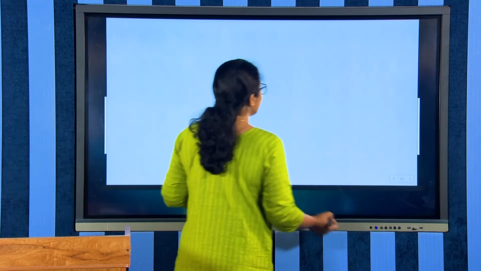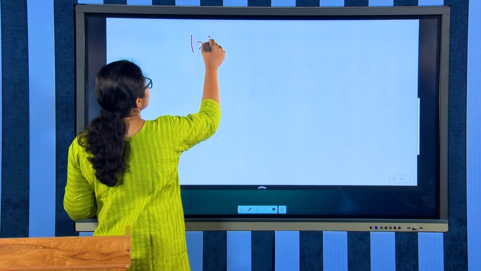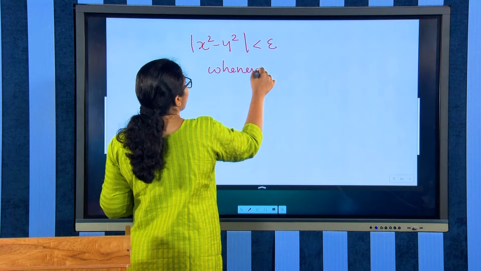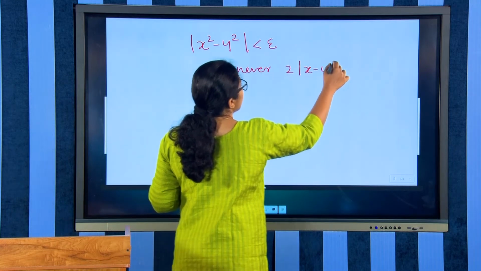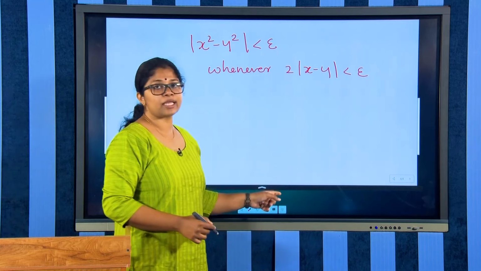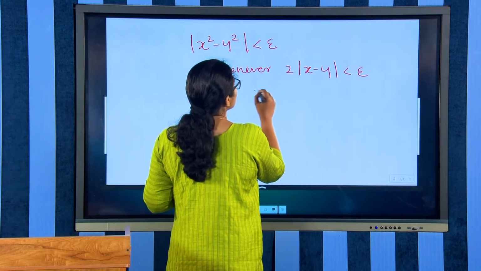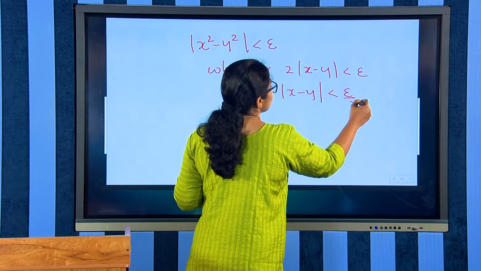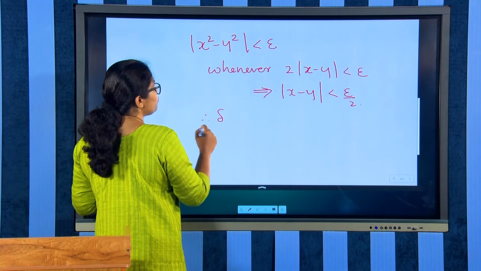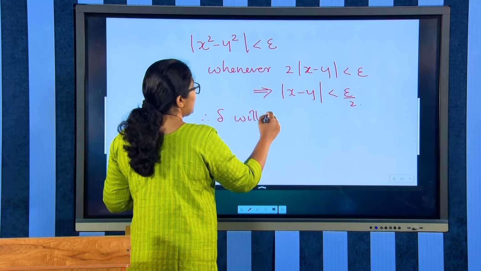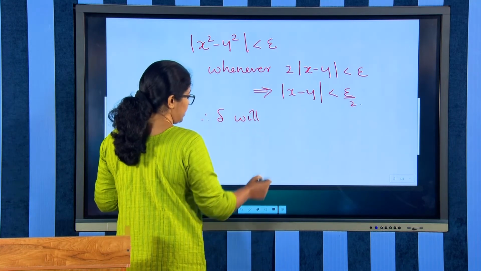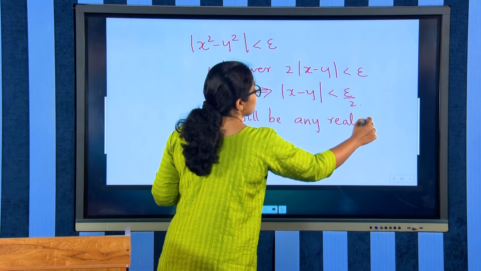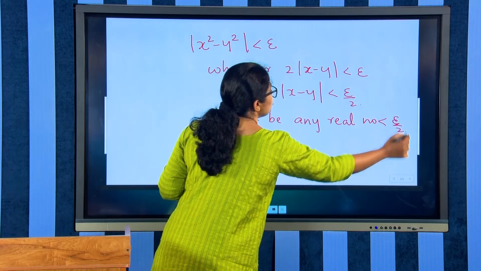So taking that, we can have modulus of x square minus y square less than epsilon whenever 2 into modulus of x minus y is less than epsilon, by considering the condition that we have just proved. So this indicates that modulus of x minus y is less than epsilon by 2. Therefore, our choice of delta will be any real number less than epsilon by 2.